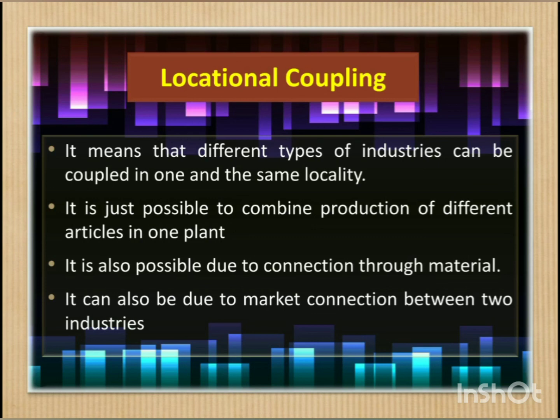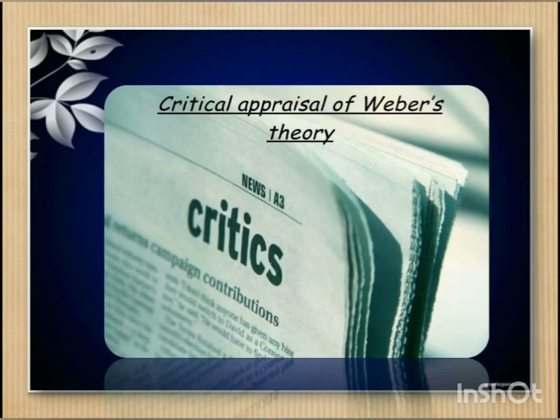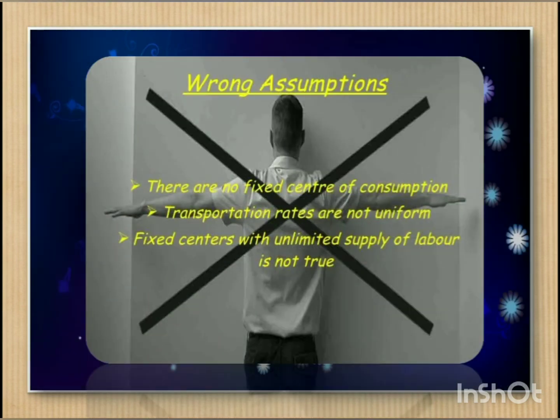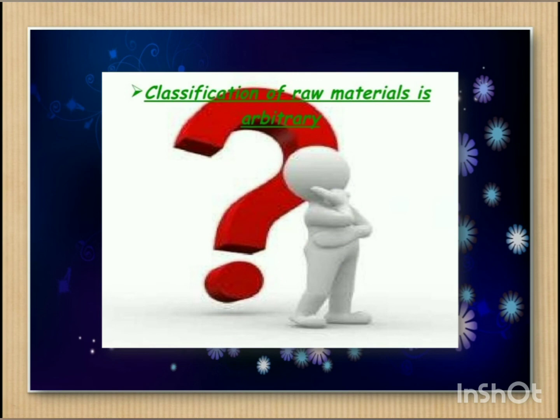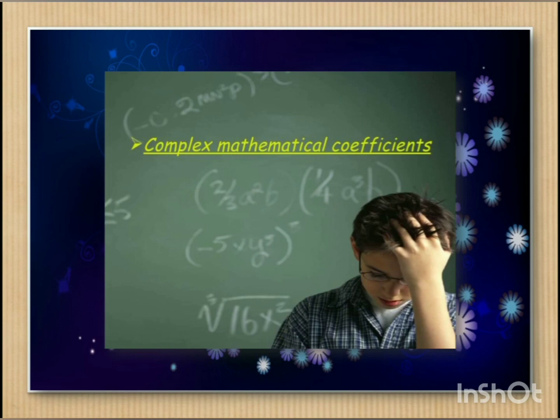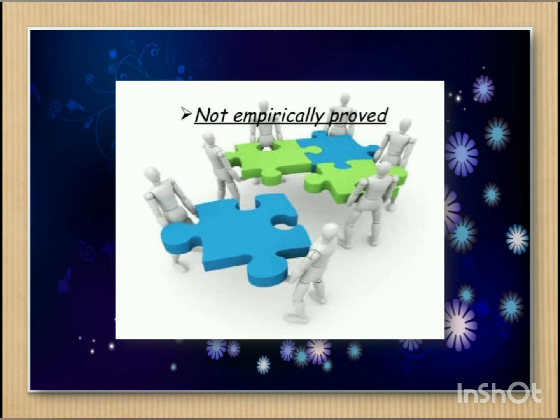product. And finally, let me conclude by saying critical appraisal of Weber's theory. First, wrong assumptions. There are no fixed center of consumption, and transportation rates are not uniform. Fixed centers with unlimited supply of labor is not true, and the classification of raw materials is arbitrary and complex mathematical coefficients, and this theory is not empirically proven.